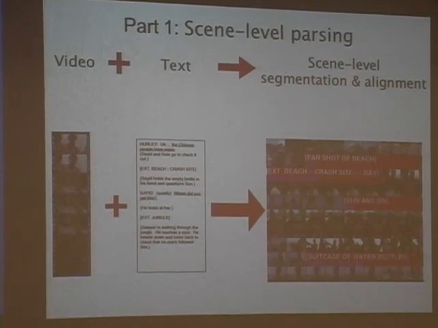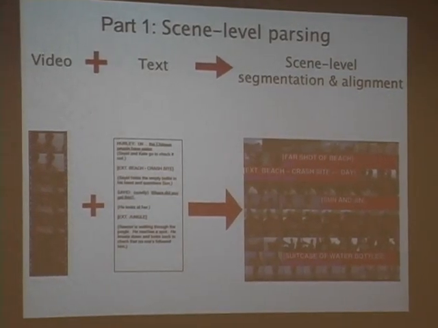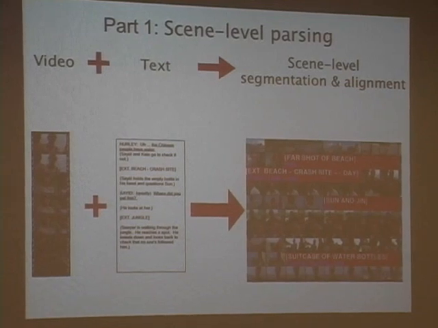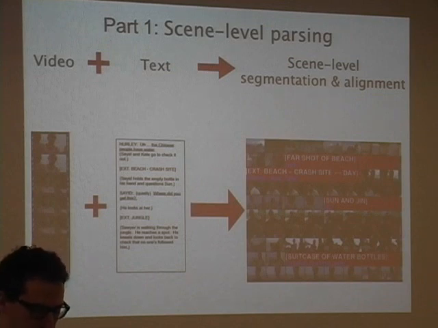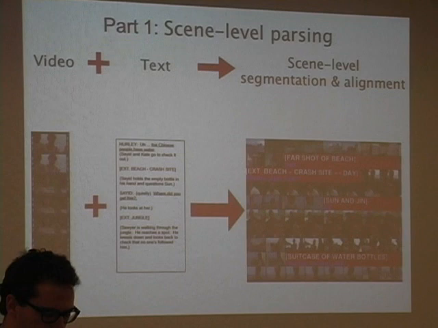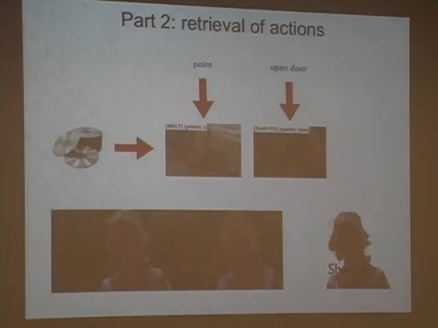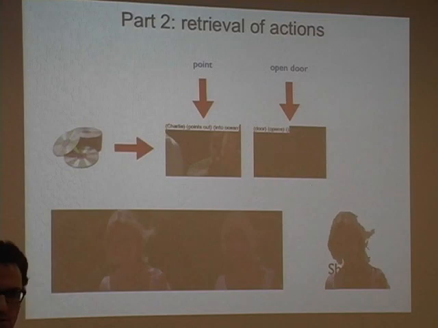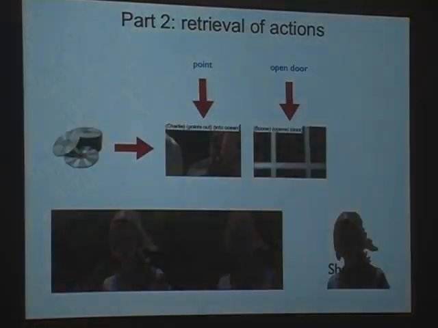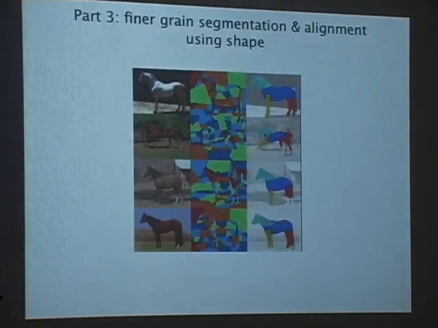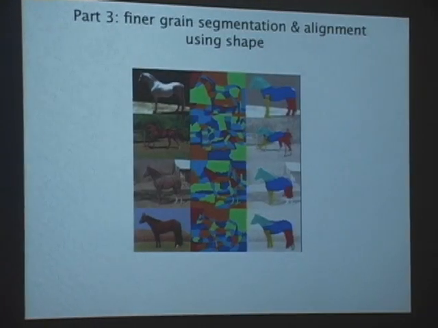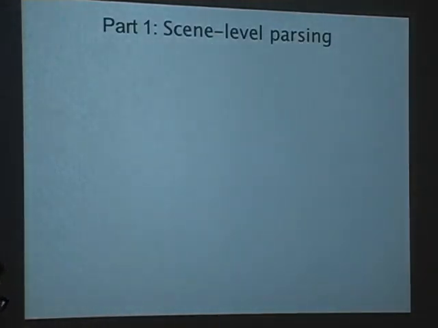In the first part of the talk, I'll talk about scene-level parsing, where you take a video and some text data, and the output is aligned and segmented shot boundaries and scene boundaries aligned with a screenplay. In the second part of the talk, I will show retrieval of actions, where you can query for actions from the database of videos, and also segment out, recognize and name characters. And if I have time, I'll talk about finer grain segmentation and alignment using shape. So first part, scene-level parsing.